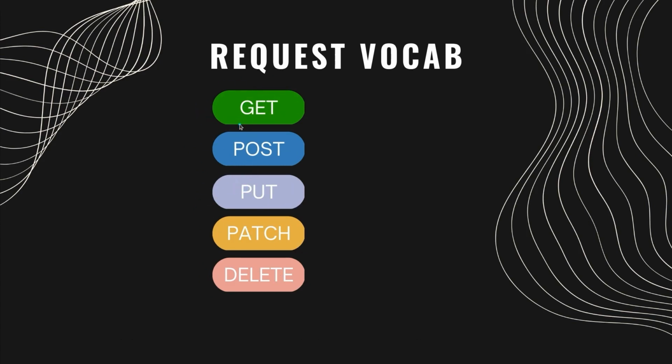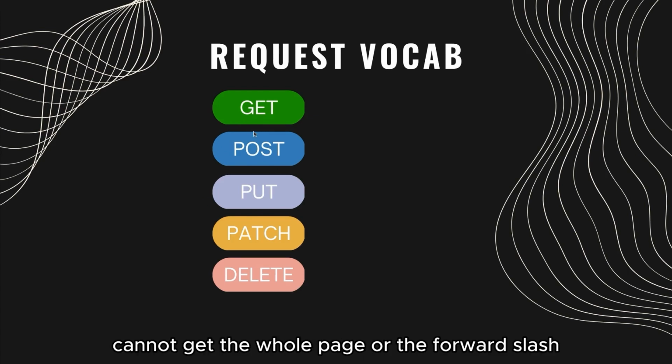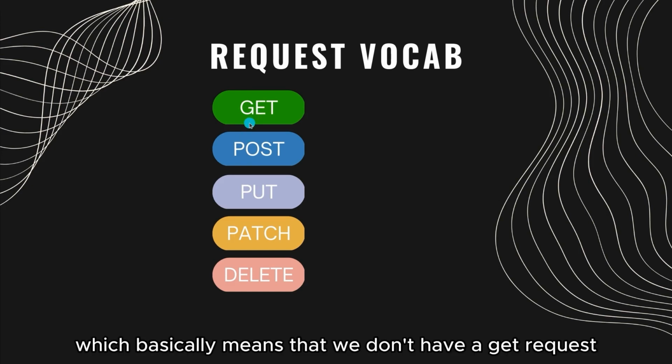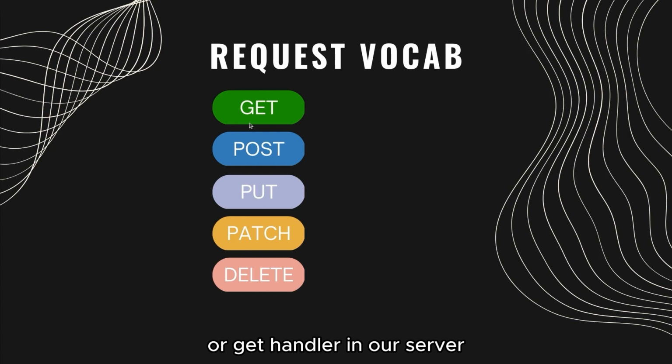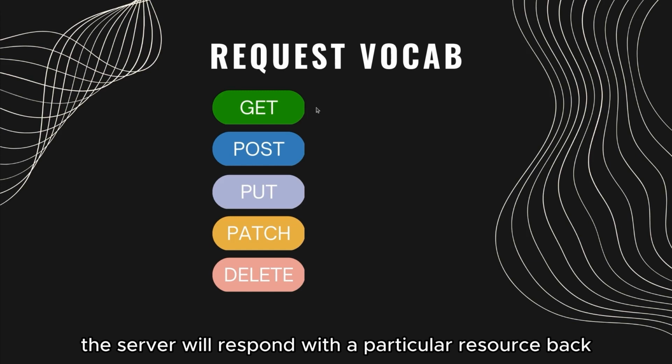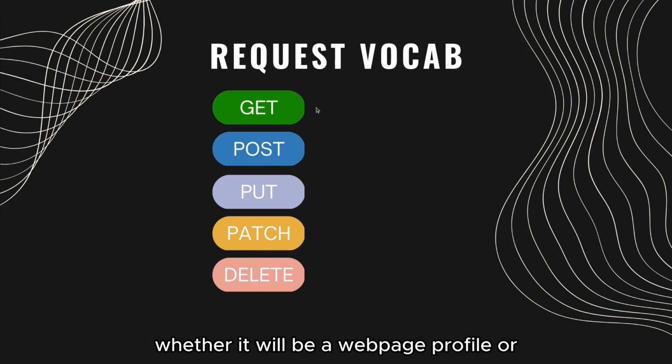As you remember, when we accessed our website that is running on localhost 3000, we got the error "Cannot GET /", the homepage, which basically means that we don't have a GET request handler in our server. Basically, what a GET request does is it gets a resource from the server. So whenever you make a GET request to a server, the server will respond with a particular resource back, whether it will be a web page or a file, and it will be served by the server.